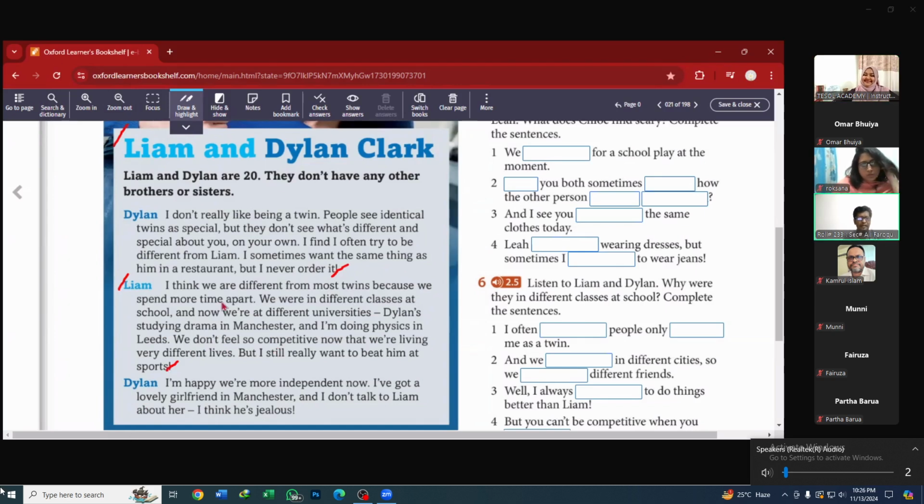Liam: I think we are different from most twins because we spend more time apart. We were in different classes at school, and now we are at different universities. Dylan's studying drama in Manchester, and I am doing physics in Leeds. We don't feel so competitive now that we are living very different lives. But I still really want to beat him at sports.